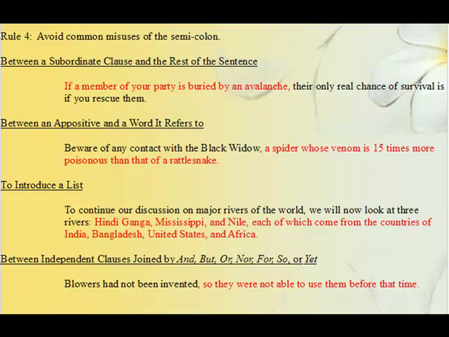Rule 4. Avoid common misuses of the semicolon. Do not use one between a subordinate clause and the rest of the sentence. Example: if a member of your party is buried by an avalanche, their only real chance of survival is if you rescue them. Notice here, we do not put the semicolon. That's definitely not good.